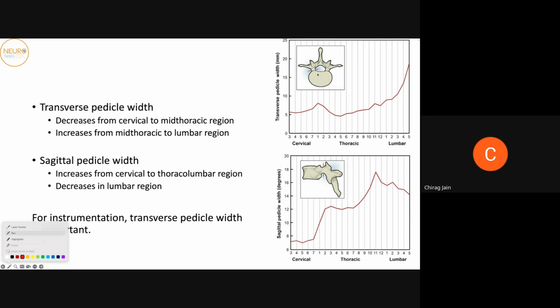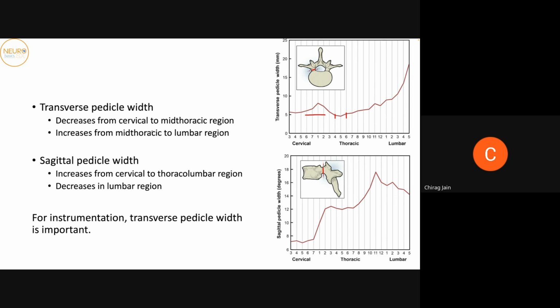Right, so this graph over here demonstrates the transverse pedicle width, and this graph over here demonstrates the sagittal pedicle width. Okay, and for instrumentation, it is only the transverse pedicle width which matters rather than the sagittal pedicle width. The transverse pedicle width is the lowest usually for the T4 to T6 vertebra. Okay, it is almost just 5.